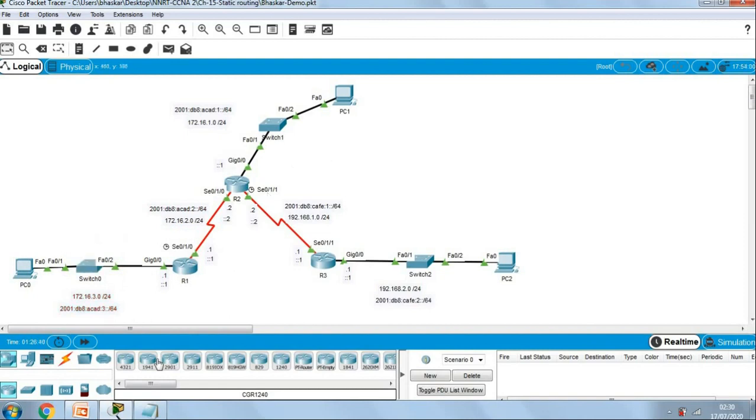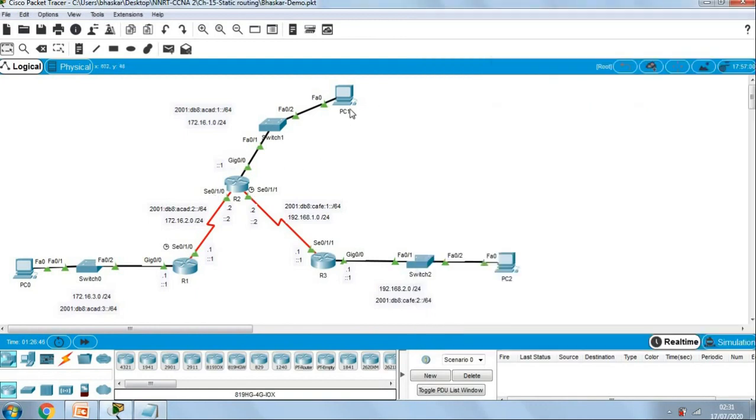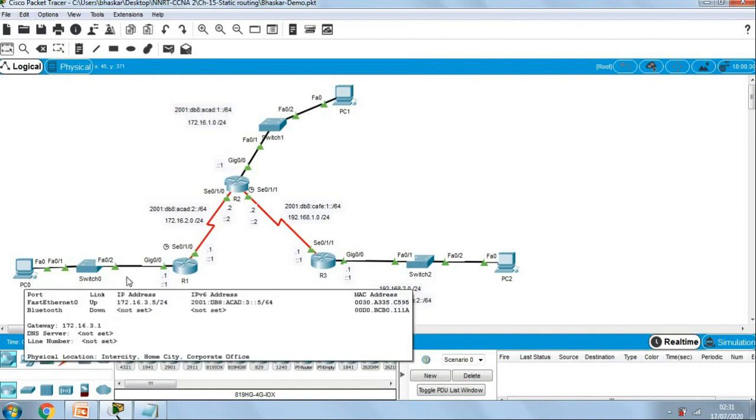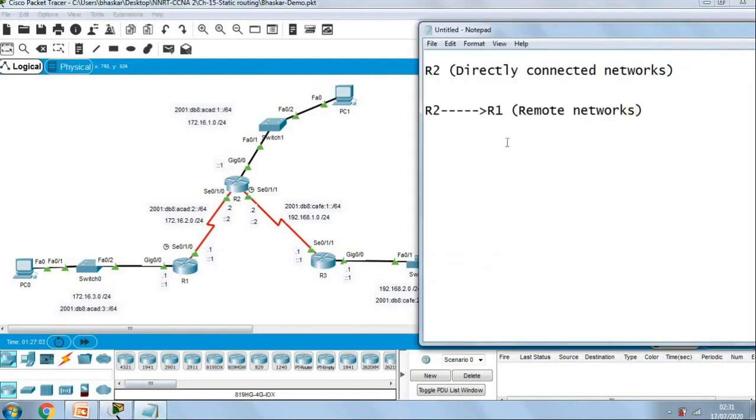I'm telling again, read the question: from R2 to R1 remote network. From R2 is from here to here, that is PC1 to PC0, right? So only one remote network we will get. This is the remote network because R2 is not directly connected to this one. The network here is 172.16.3.0. So only one remote network here, right?